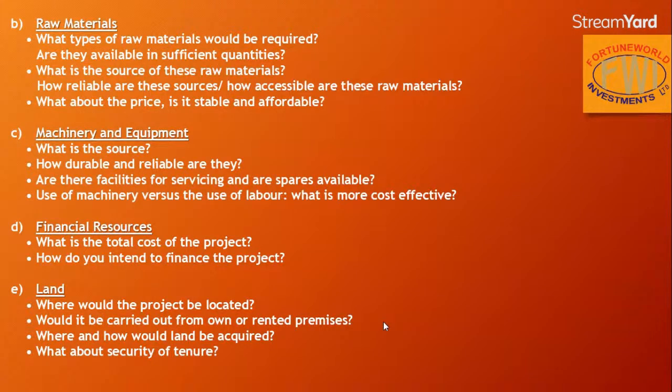Great. So, dear learners, we are still under resource mobilization. We have looked at mobilizing human resource. We have looked at raw materials. We have looked at machinery and equipment. And we are now going to look at financial resources. Under financial resources, we are going to ask ourselves two questions. The first question we're going to ask is, what is the total cost of the project? That question is very, very important.